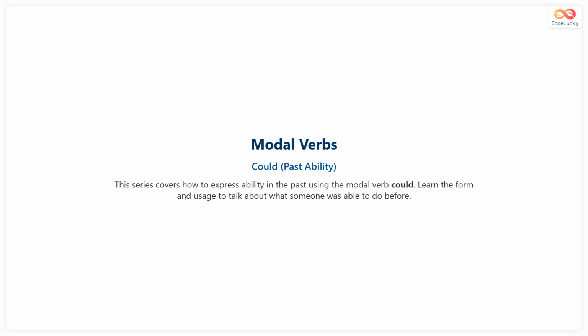Modal verbs help us express ability. Today, we focus on could for past ability. Could shows what someone was able to do before now. It talks about skills or actions from the past. This lesson covers the form, usage, and examples for beginners.